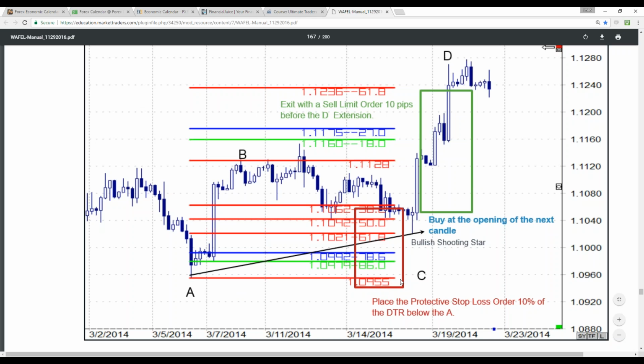15 pips, 10% of the DTR below the A. And where would I be limiting out would be 10 pips before the D extension is hit. The market pulled back to a 618, which projects the D to the 1.618. And the 1.618 has a price point of 1.1236. So 10 pips below that will be 1.1226. And that's where I'll limit out at.